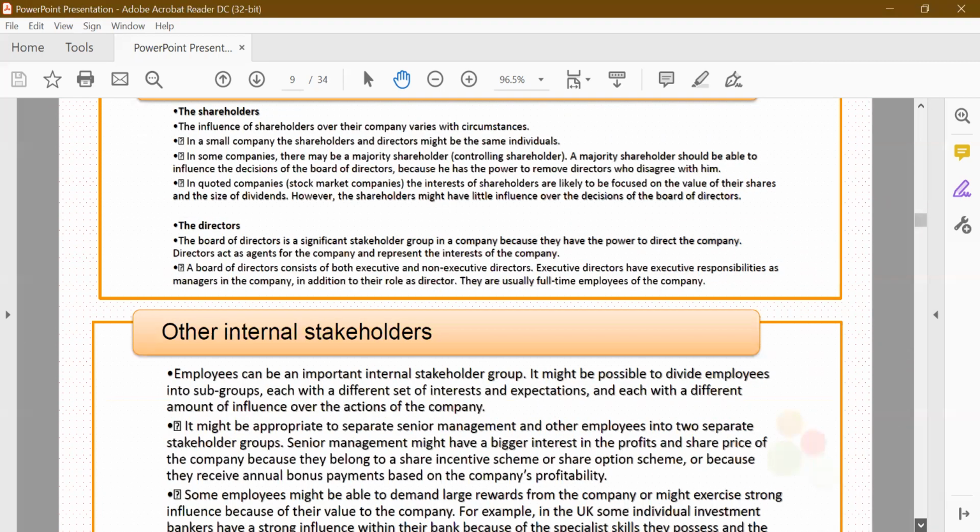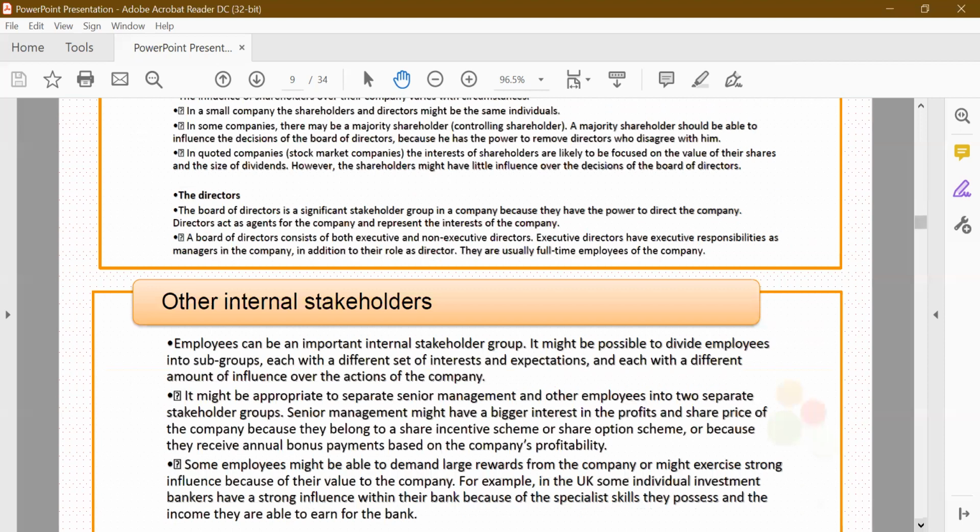Now let's look at other internal stakeholders. We've talked extensively about shareholders and directors. There are other stakeholders as well. One key stakeholder is employees. Employees are very, very key. Employees can be an important internal stakeholder group. It might be possible to divide employees into subgroups, each with a different set of interests and expectations.